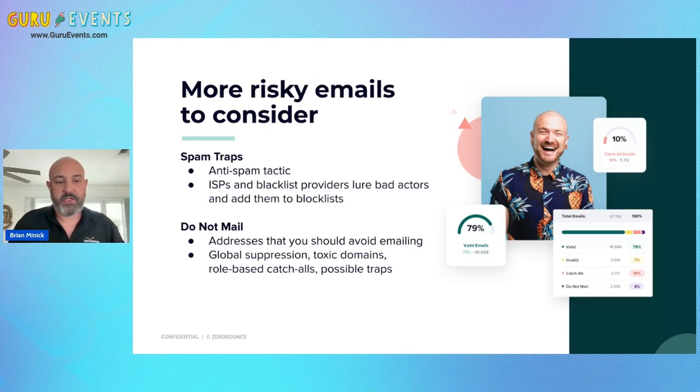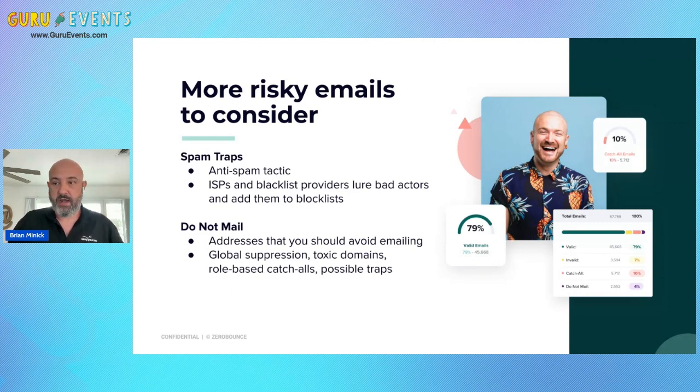The rest would be something like do not mail. These are things that might have toxic domains. You have the bots. You have possible spam traps that we're able to detect. And you have emails that are on a global suppression that don't want your emails. So if they're not expecting your type of emails to come to them or they didn't double opt in, I would not recommend sending to any of these people.